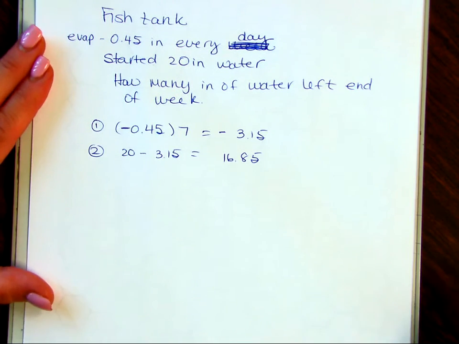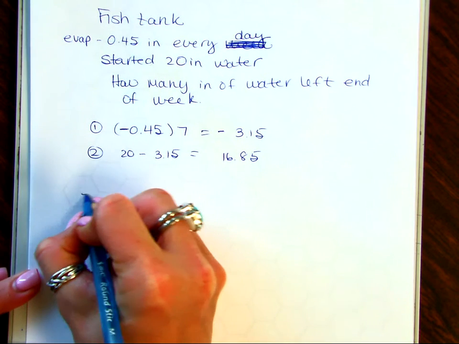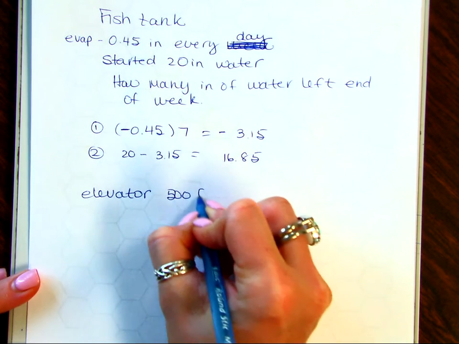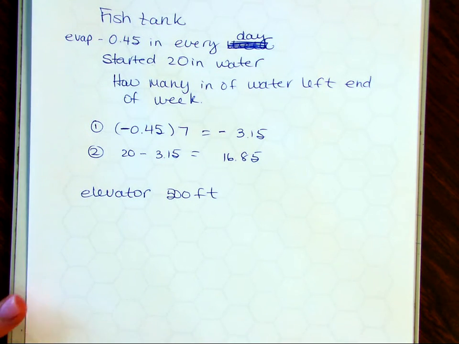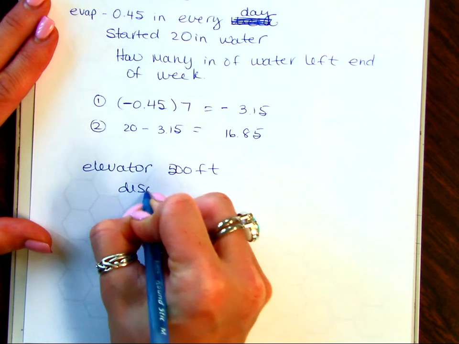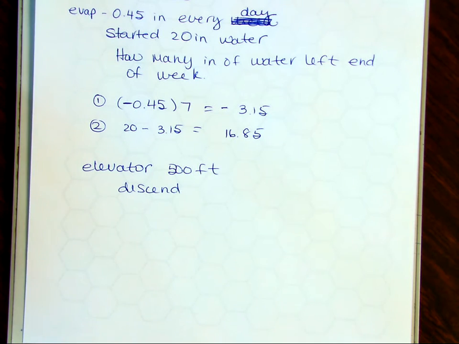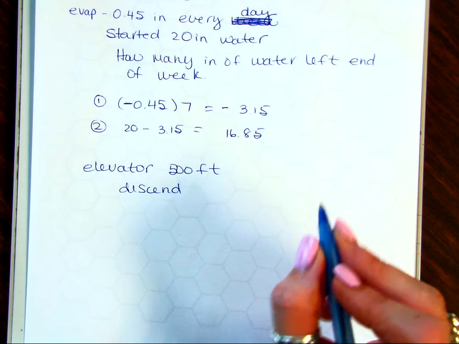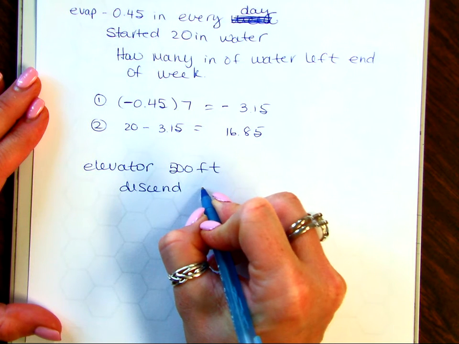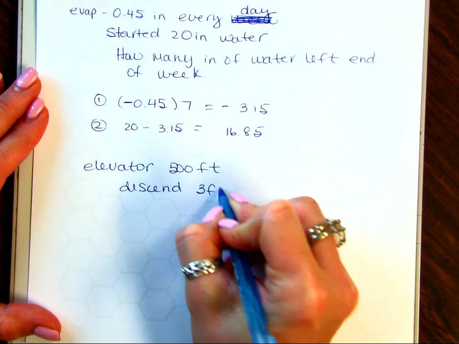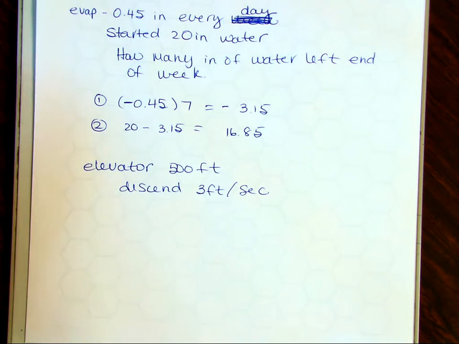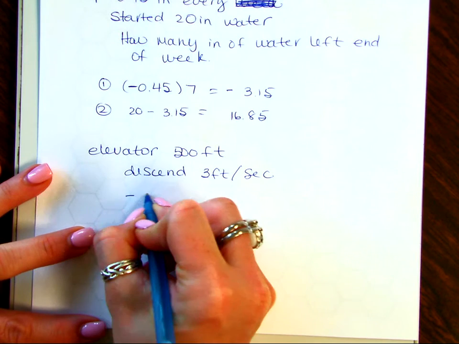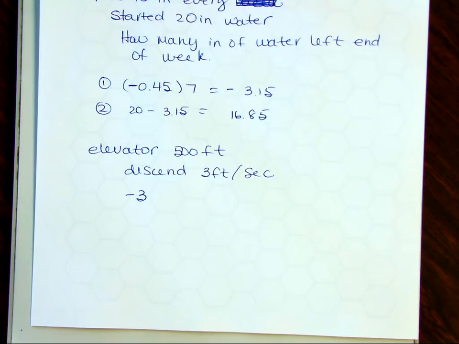We could do the same example here with an elevator. So let's say you're in an elevator and you are 500 feet above the ground, okay? And when you get in an elevator and you descend, descend means you're going down. So when you descend, you push that button, and sometimes you get those elevators that go so fast it makes your tummy kind of sick a little bit. So let's just say this one is descending 3 feet per second. That's not too fast, okay? So 3 feet per second. And because it's descending 3 feet per second, that is going to represent a negative number. So it's descending 3 feet per second.